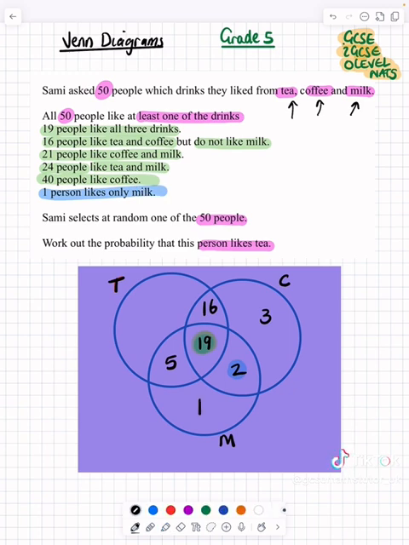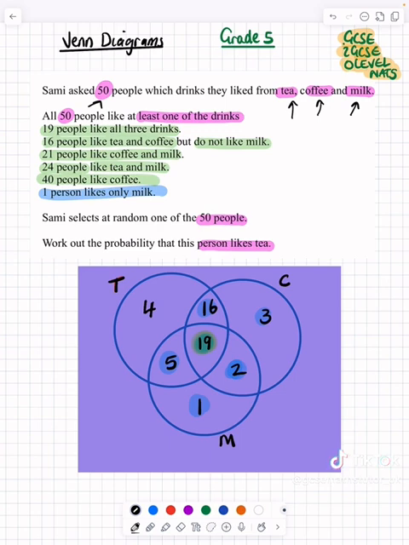Now there are 50 people altogether. If you add all the numbers together over here, that comes to 46. Because all 50 people like one of the drinks, that means 4 people like tea, to make up to 50. We have all the information already there: the coffee section is complete and the milk section is complete, so the only thing we could complete was the tea section. So 4 people just like tea on its own.